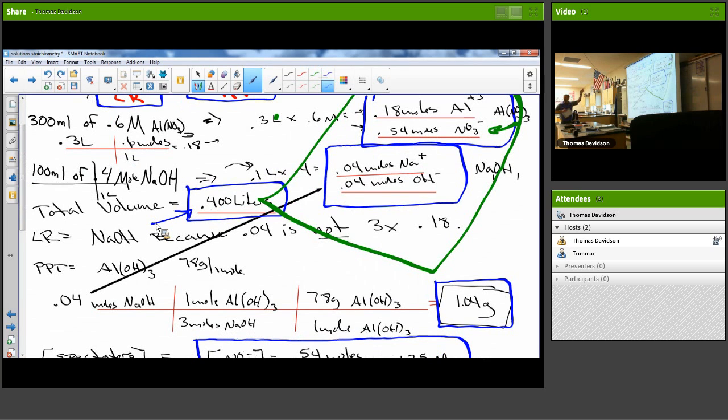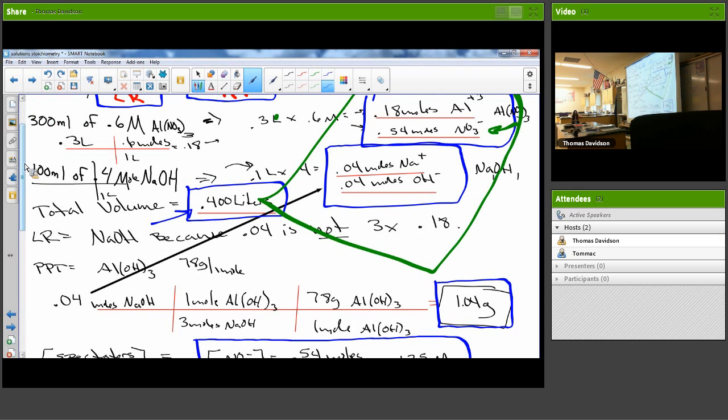Who had 0.4 liters for the total volume? Oh, yeah. Yes! I believe we had 100%. All right, that one's not too bad. It was the 2 volumes added together, right? Converted to liters. All right, that's an ugly box, so I'm going to get rid of it.